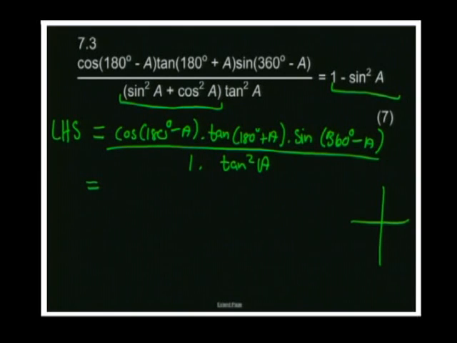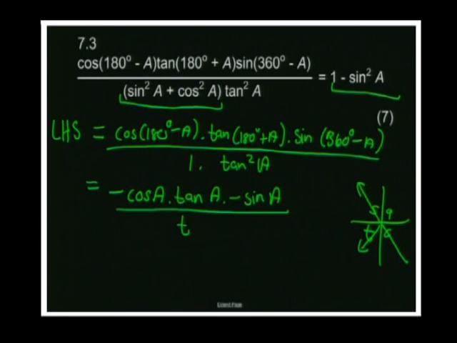Now I'm going to write down my CAST diagram and check for my signs. 180 minus theta is in the second quadrant, and cos is negative there, so that changes to minus cos A. Tan 180 plus, tan is positive there, so that is tan A. 360 minus, sine is negative there, so that becomes minus sine A over tan squared A.